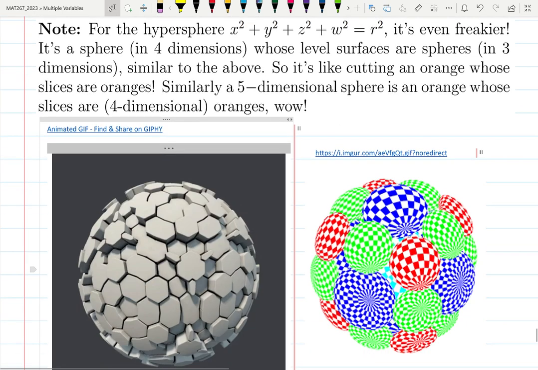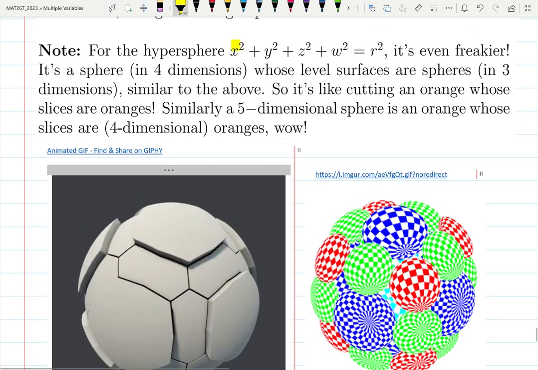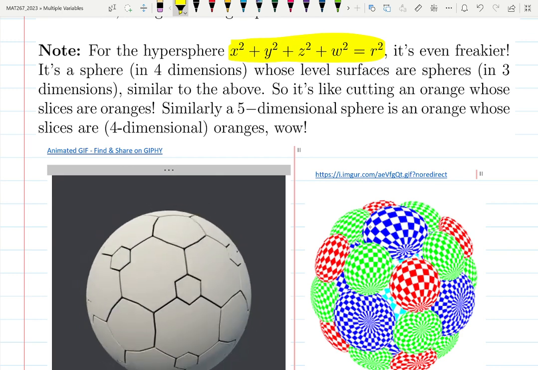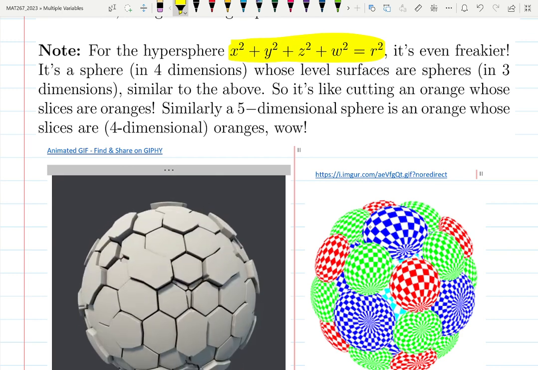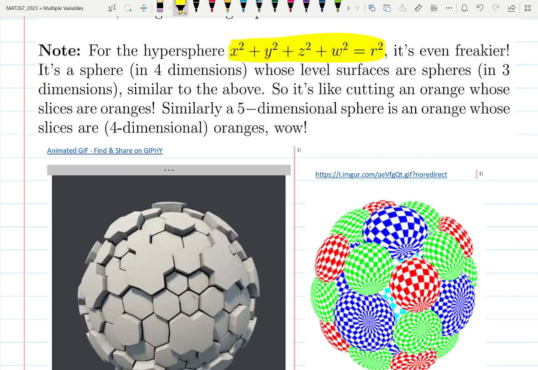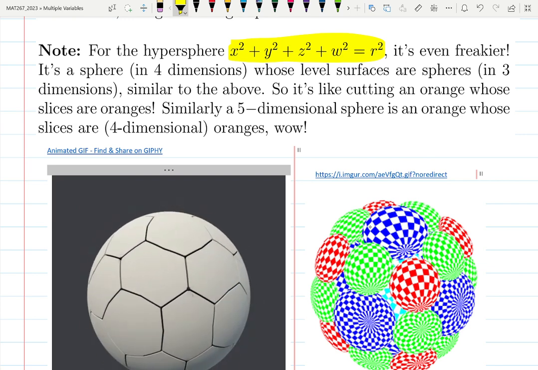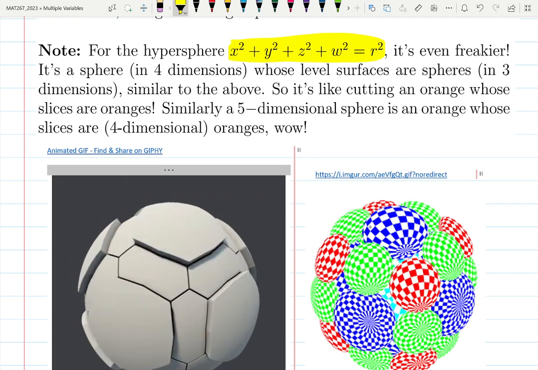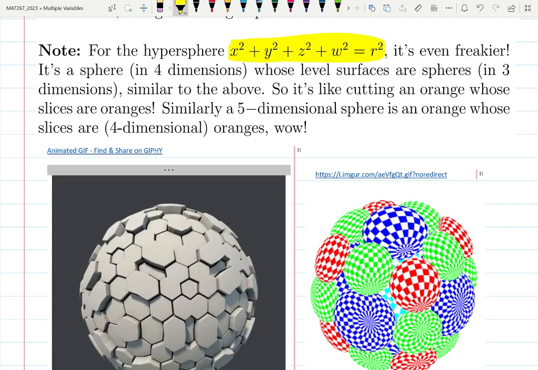And vice versa. So this is an equation of this hypersphere. You don't have to know it. So x squared plus y squared plus z squared, we know that. Now plus w squared gives you the output radius squared. So it's a four-dimensional watermelon, for example. And every time you slice it, it gives you a three-dimensional watermelon.